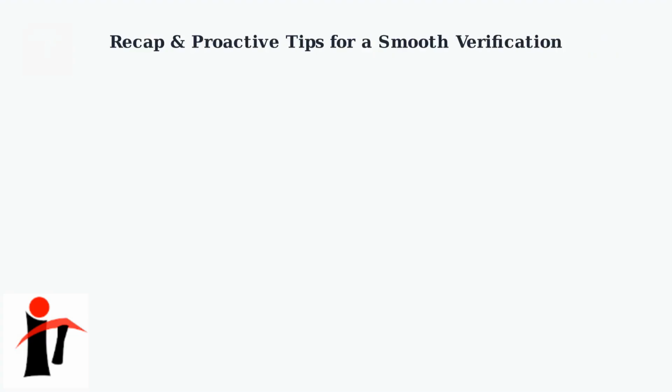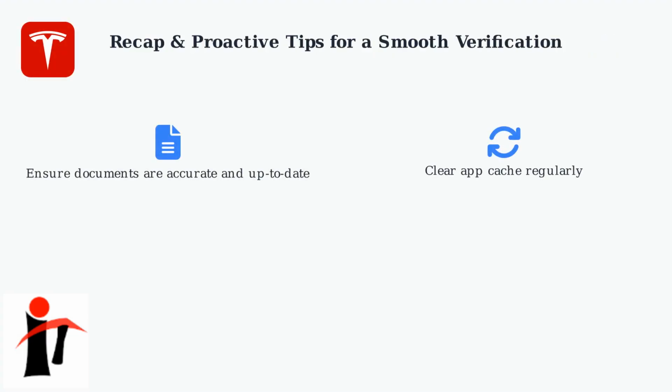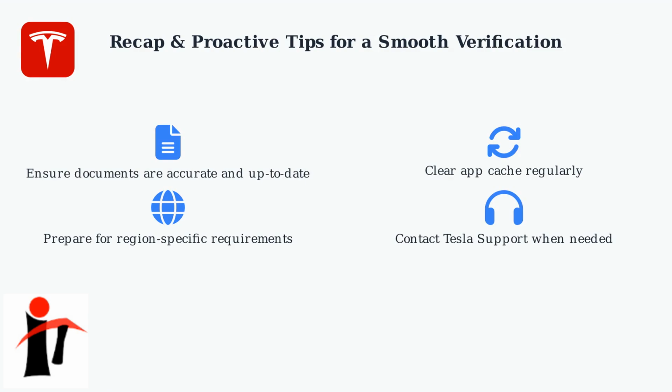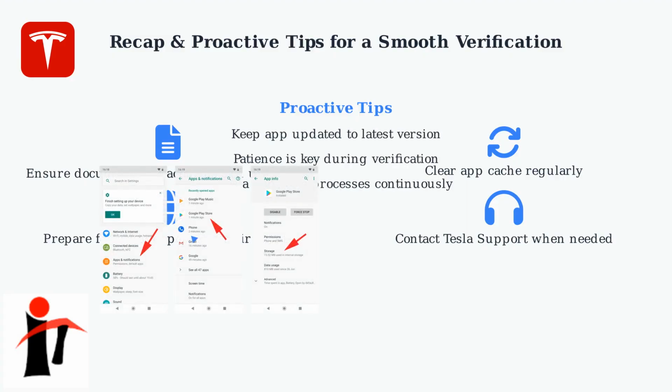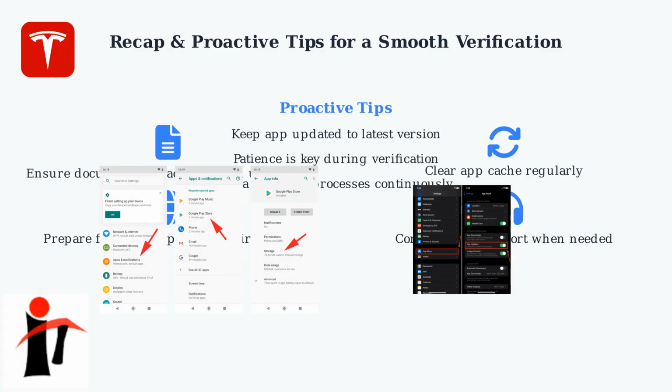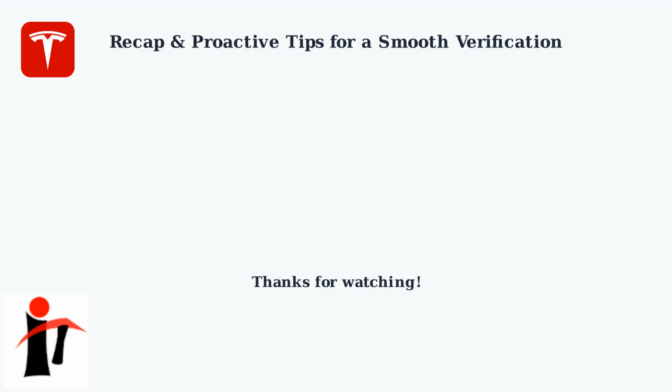To recap the key points for smooth Tesla app verification: ensure your documents are accurate and current, clear your app cache regularly, prepare for any region-specific requirements, and don't hesitate to contact Tesla support if issues persist. Proactively clearing your cache and keeping the app updated prevents many future verification issues. Remember, patience is key during the verification process, and Tesla is continuously working to improve its verification systems.